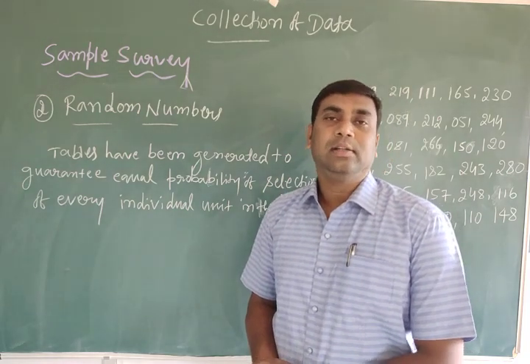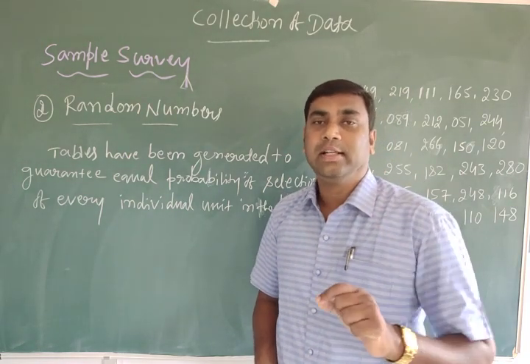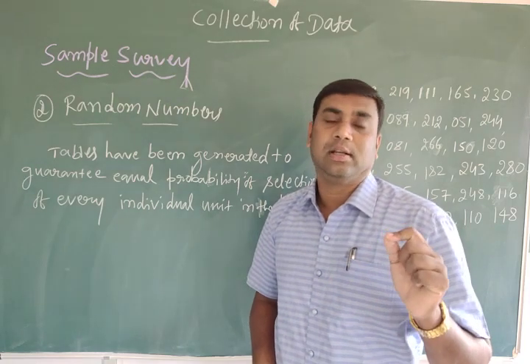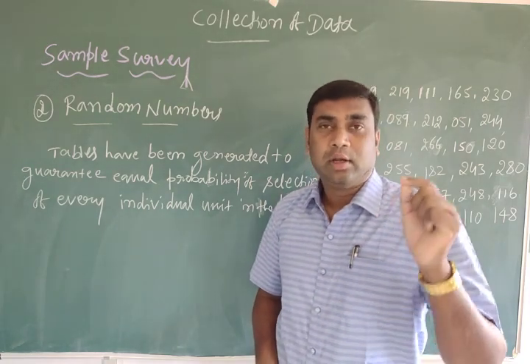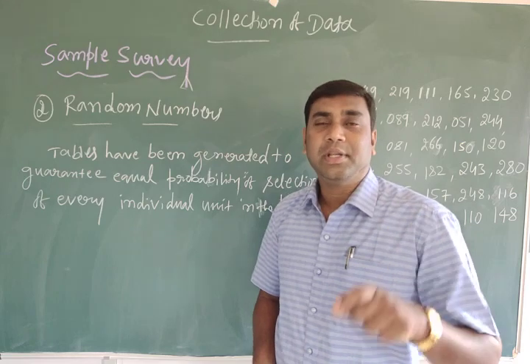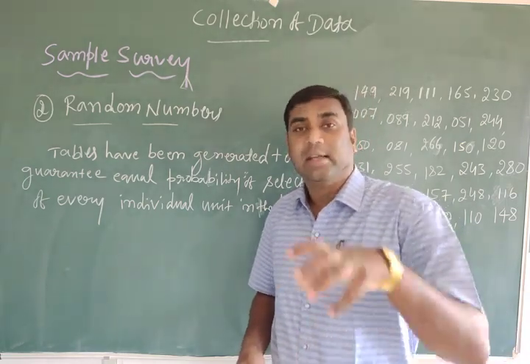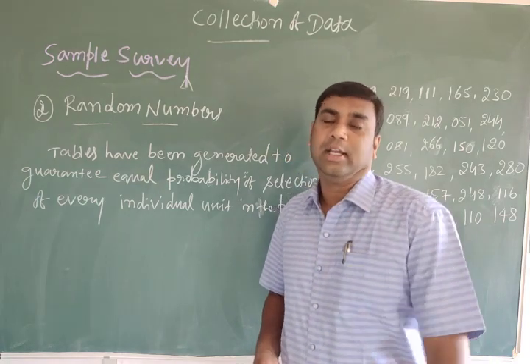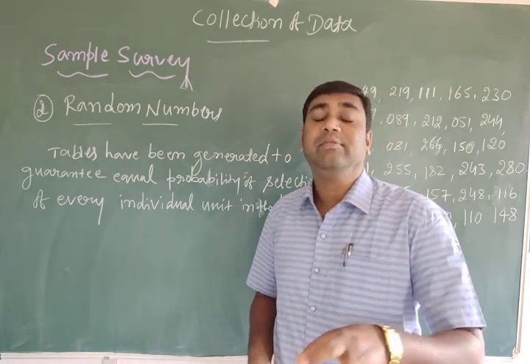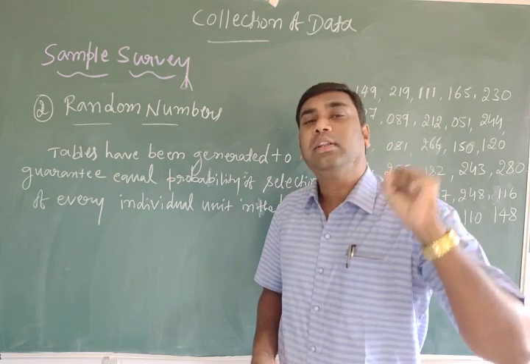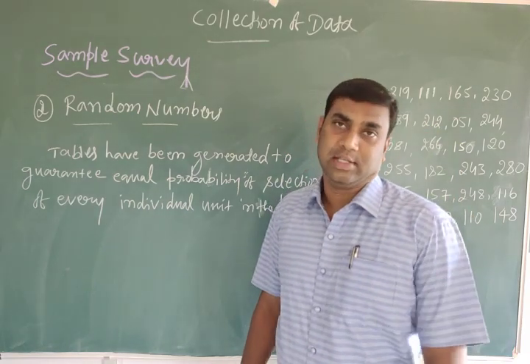In the lottery method, we observed that we have to write the names of 300 households on paper pieces, keep those pieces in a bowl, mix well, and select 30 households. When we drew, we got 30 households for our study.